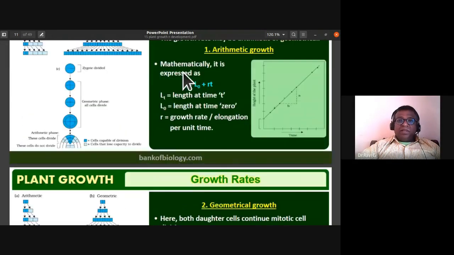So mathematically, arithmetic growth is expressed as Lt equals L0 plus rt, where Lt is length at time t, L0 is length at time 0, and r is the growth rate or elongation per unit time. So you have time on the x-axis and height of the plant on the y-axis. You get a linear curve, a straight line, for arithmetic growth.